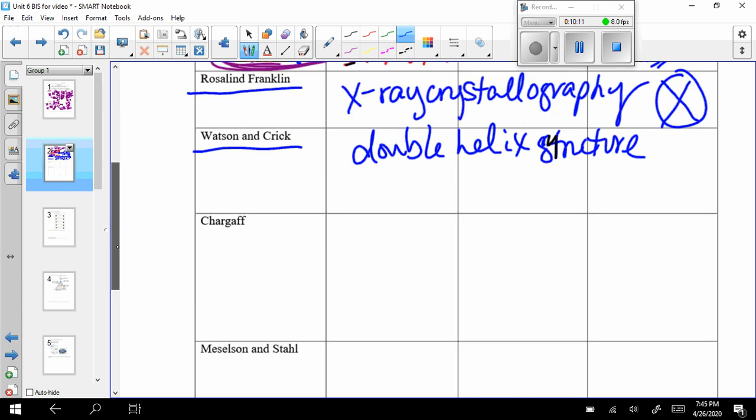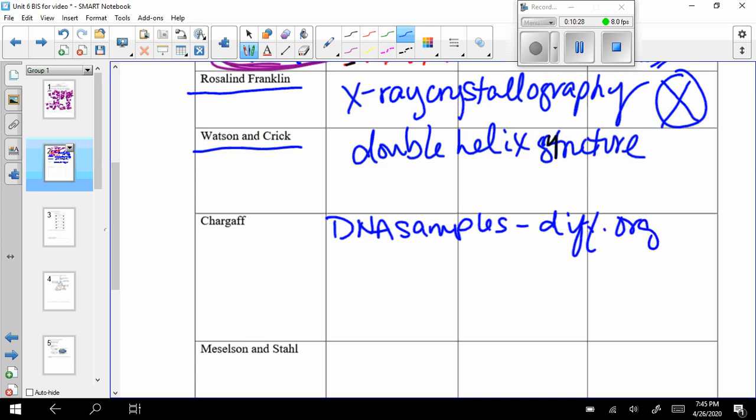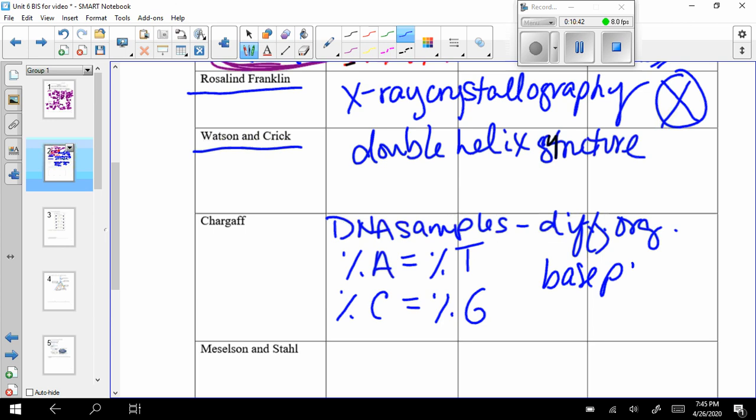All right, Chargaff. Chargaff is the one I always refer to as going all around the farm and testing DNA samples from different organisms. And what he figured out was the percent of A was equal to the percent of T, and the percent of C was equal to the percent of G. And so he figured out the base pairing rules.